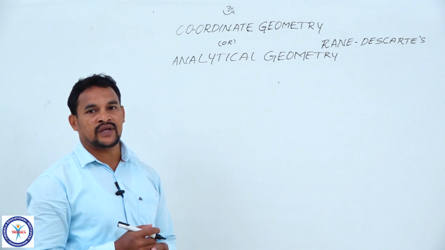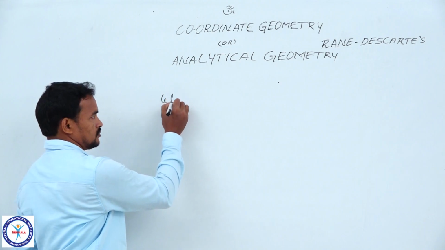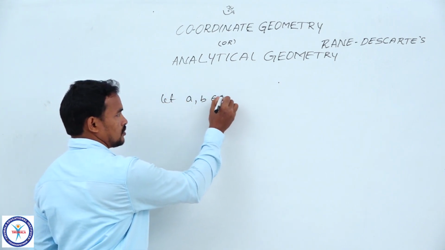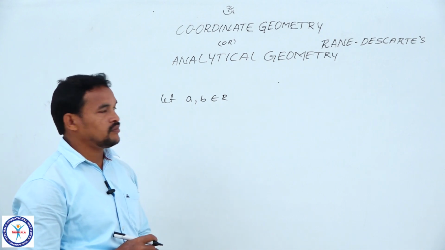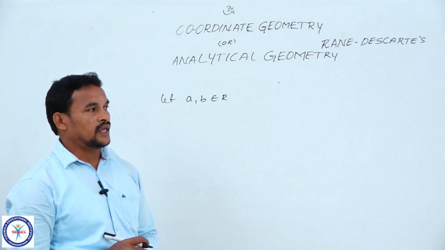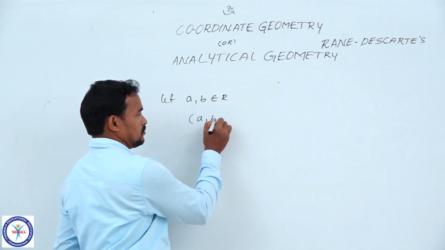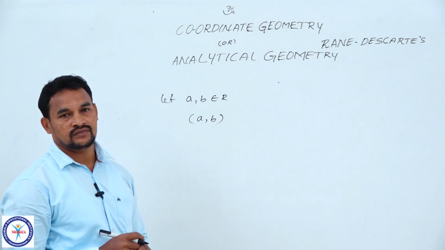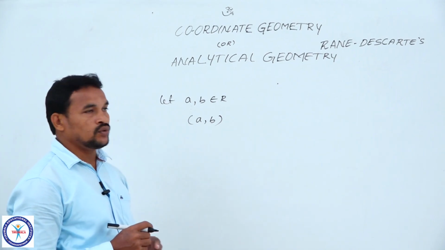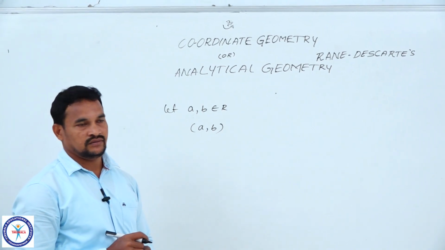Now, how to define an ordered pair: A and B are two real numbers. When the real numbers A and B are taken in small brackets like this, it is called an ordered pair. Like this, you can take two ordered pairs: one is (A, B), another one is (C, D).